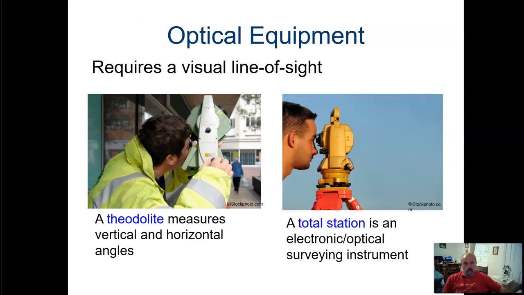Different types of optical equipment require a visual line of sight. A theodolite measures vertical and horizontal angles. A total station is an electronic optical surveying system. A level measures vertical differences in elevation. The theodolite measures vertical and horizontal angles. A total station is an electronic optical instrument that combines both.